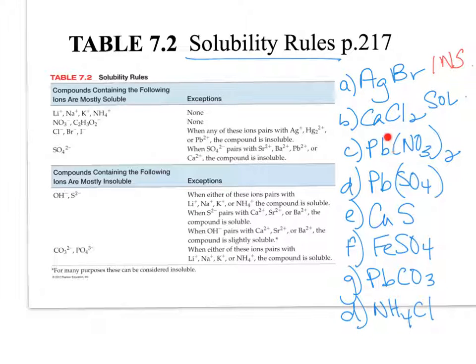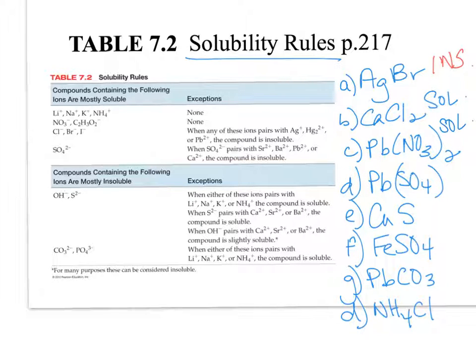Next one, I have lead and nitrate. Lead is my positive ion. Nitrate is my negative polyatomic ion. I'm going to look for those in either of these two groups, and I see that NO3 is listed right here. So NO3 is soluble, and there are no exceptions to this rule. So this means that lead nitrate is soluble.